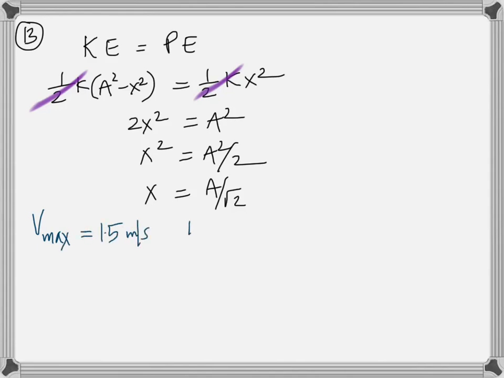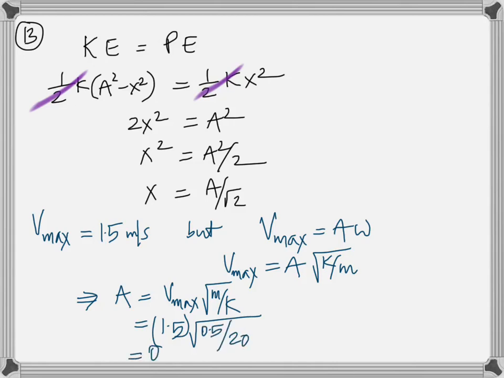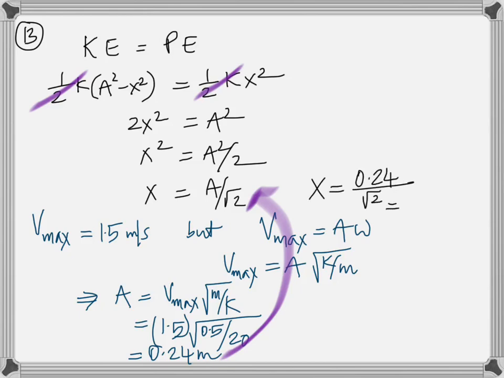And what's given here is the maximum velocity, but we know maximum velocity is A omega. So set that A omega equal to, is it 1.5? Yeah. So A omega can also be written as A root k by m. Hence you find A, which is the amplitude, and which you get as 0.24, and then plug it back into that equation to calculate x as 0.17 meter.